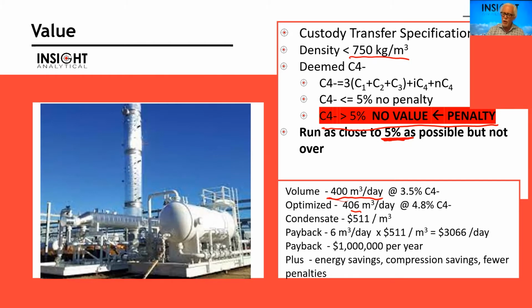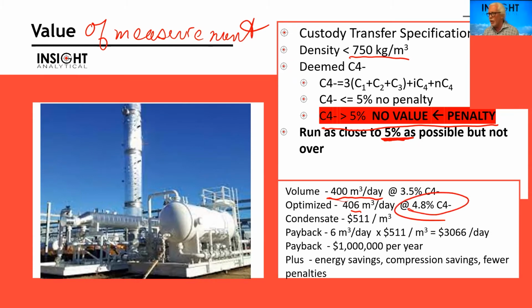So the value proposition, this is the value of measurement. The value of measurement, in this case, is that putting an analyzer in and running closer to that spec, running closer to 4.7, 4.8%, staying below the penalty point and running near optimized is going to allow people to pay off an analyzer installation often in several months.